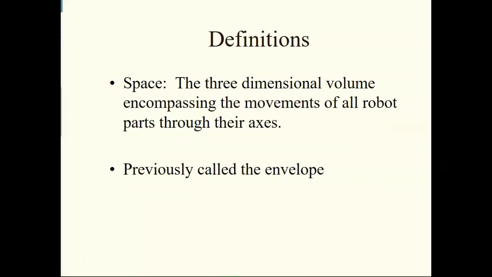So what we call the robot's work area is the workspace. This is the 3-dimensional volume encompassing the movements of all robot parts through their axes. It's previously called the work envelope, but workspace is a little easier to understand. Why? Because we all like our space. We all like to have our little bubble we can put stuff in, right? And then when we need that thing, we can just kind of reach over and grab it without having to get up, walk across the room to pick it up, right?